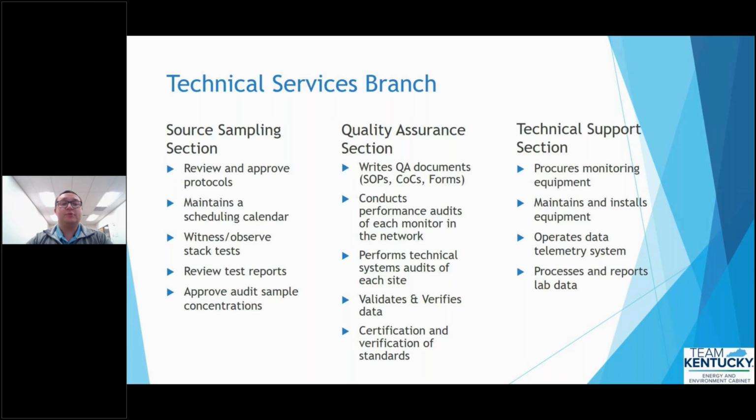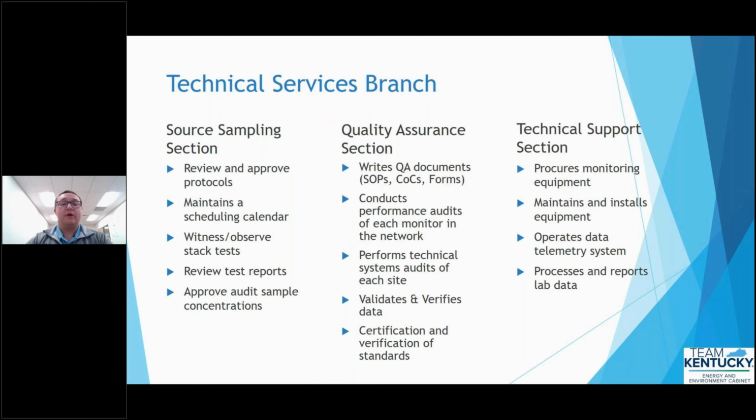And then the technical support section procures all of our monitoring equipment from specialized vendors. They maintain and install all of the equipment in our network, and they operate and maintain our data collection system. They are also responsible for processing all of the data that is generated by third-party laboratories for us.